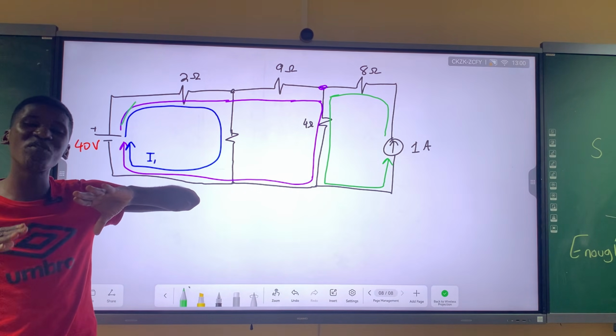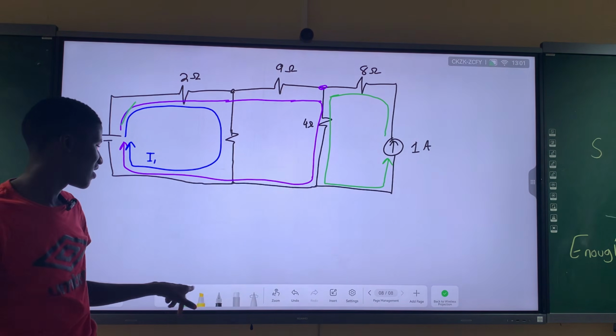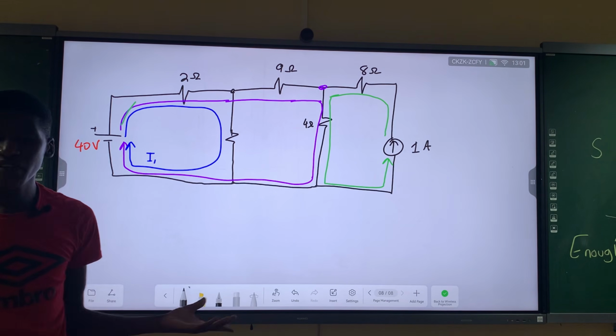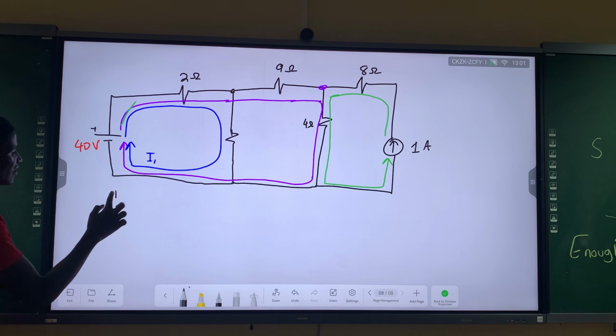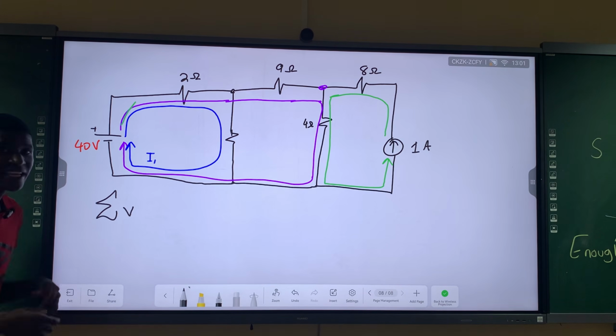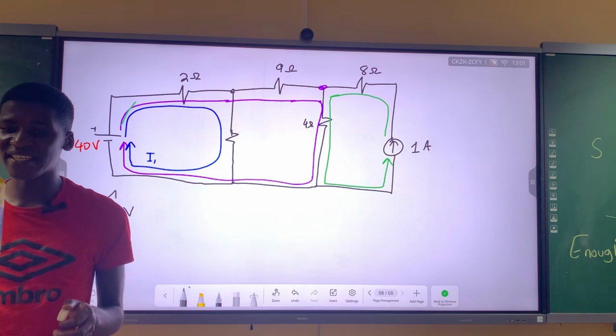It must show where your current is going. You see what I mean? And then you now do the expressions again. If we want to do the sum of the voltages, because remember, the loop current method works with voltages now.